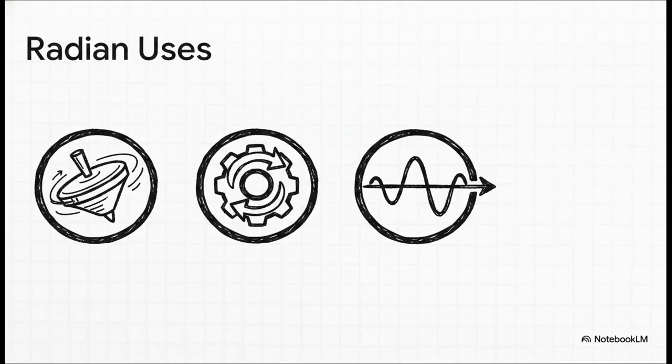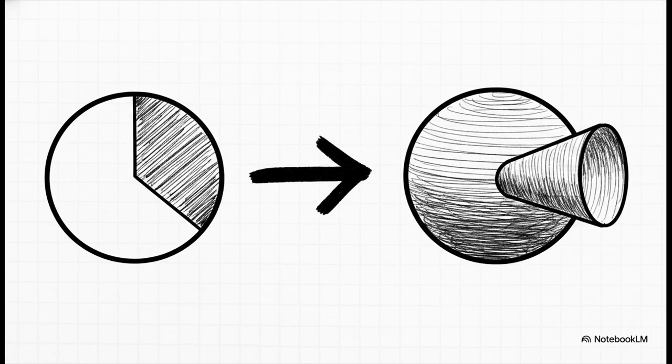Now, you might be wondering, why does this actually matter for us? Well, radians are the absolute gold standard in physics for anything that spins, turns, or oscillates. We use the radian to calculate circular motion, angular velocity, which is just a fancy way of saying how fast something is spinning, and even wave motion. Because it directly links the radius to the distance traveled, it makes complex physics equations incredibly clean and super easy to work with.